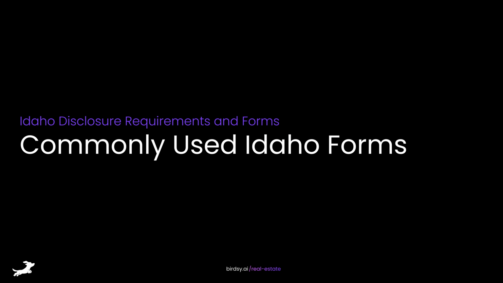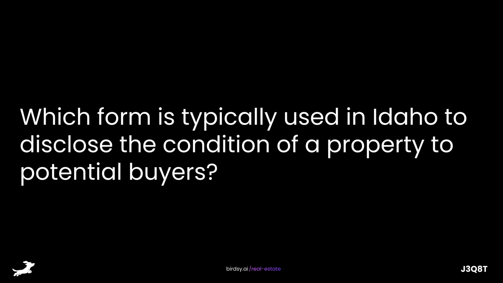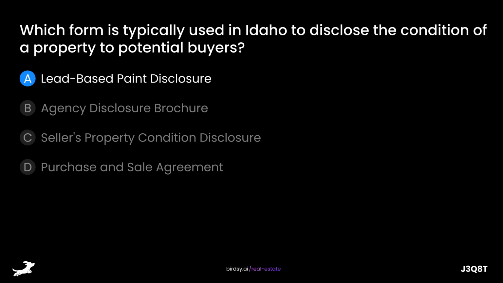Commonly used Idaho forms. Which form is typically used in Idaho to disclose the condition of a property to potential buyers? Is it A, lead-based paint disclosure, B, agency disclosure brochure, C, seller's property condition disclosure, or D, purchase and sale agreement? The answer is C, seller's property condition disclosure.